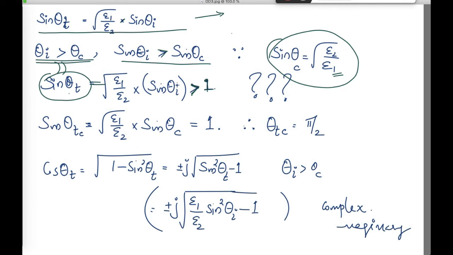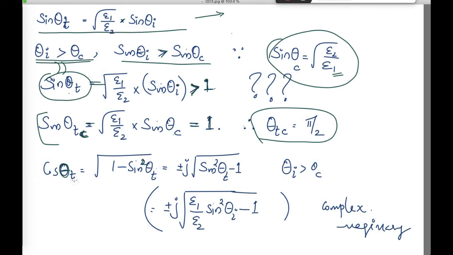So how is it possible? It is possible because sin theta can be greater than 1 in the complex plane. Now we'll come to that. If you write sin theta t at theta i equal to theta c as sin theta tc, this is equal to root of epsilon 1 by epsilon 2 into sin theta c, which is equal to 1, where theta tc is pi by 2. This is known to us. So how can you represent cos theta? You know that cos theta is root of 1 minus sin square theta. So cos theta t equals root of 1 minus sin square theta t. Now if sin square theta t is greater than 1, what happens to the root of 1 minus sin square theta t?